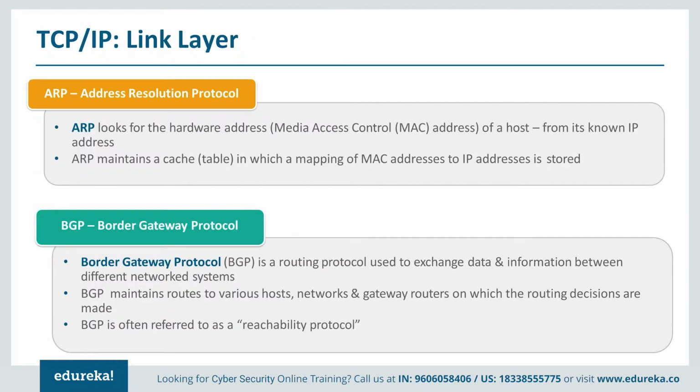For ARP, we use the address resolution protocol. It's one of the protocols used to identify network devices and to get them registered on the network. BGP is the border gateway protocol. It's simply a routing protocol between networks. It's BGP. It's highly used.